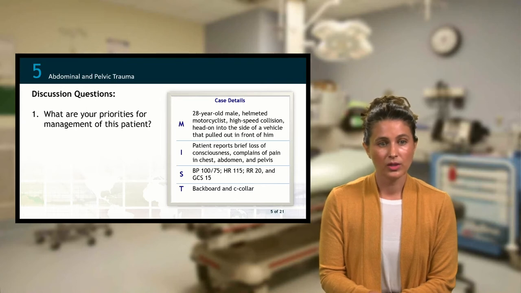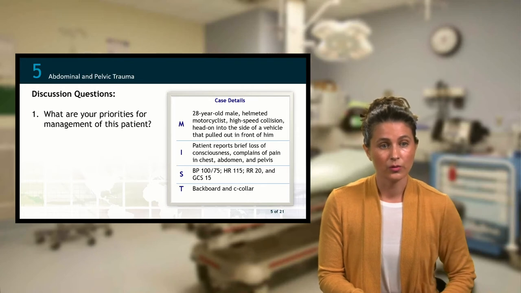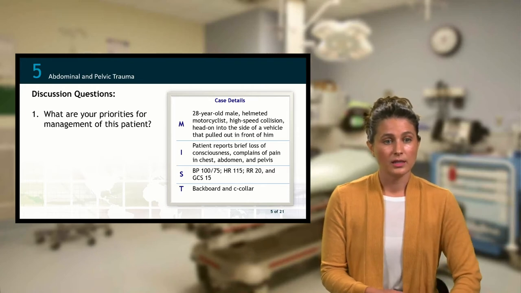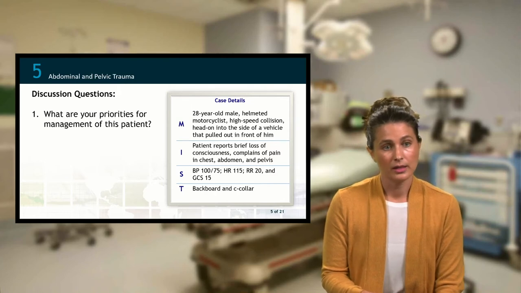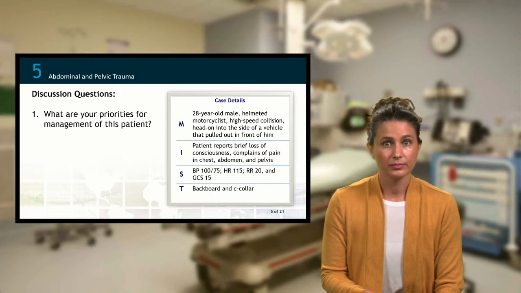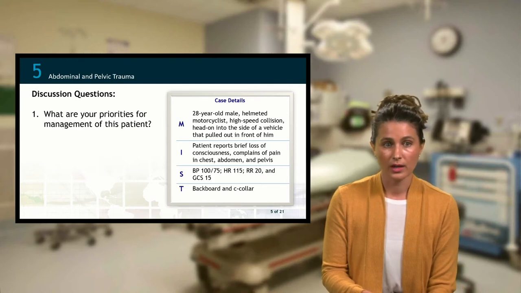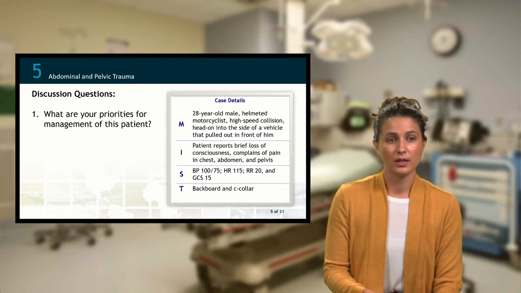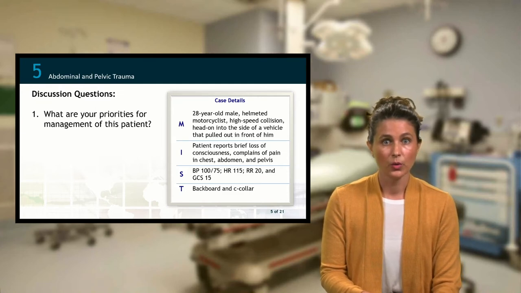Tachycardia could also be just from fear or from pain. So you want to assess for other etiologies as well. But other things that go along with the concern for hemorrhage would be assessing his extremities for coolness, mottling, his skin color for pallor, and also looking for any change in mentation throughout the time that he is with you and you're assessing him that could indicate poor cerebral perfusion or a head injury.